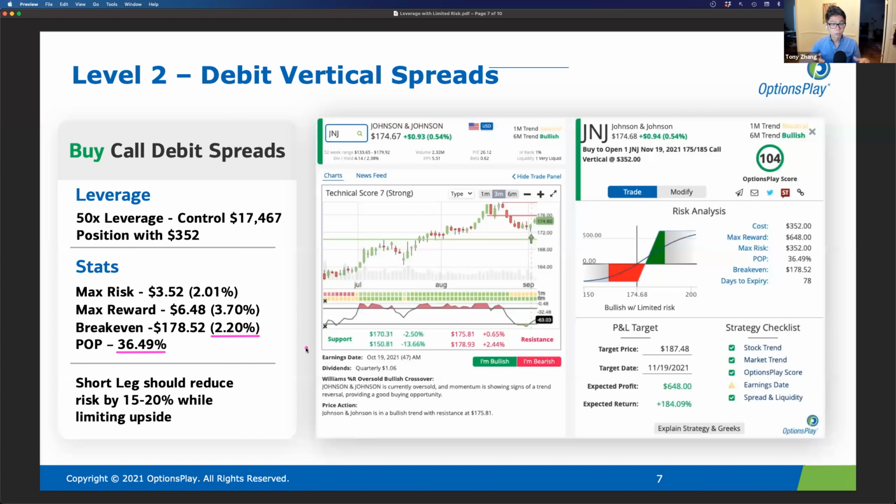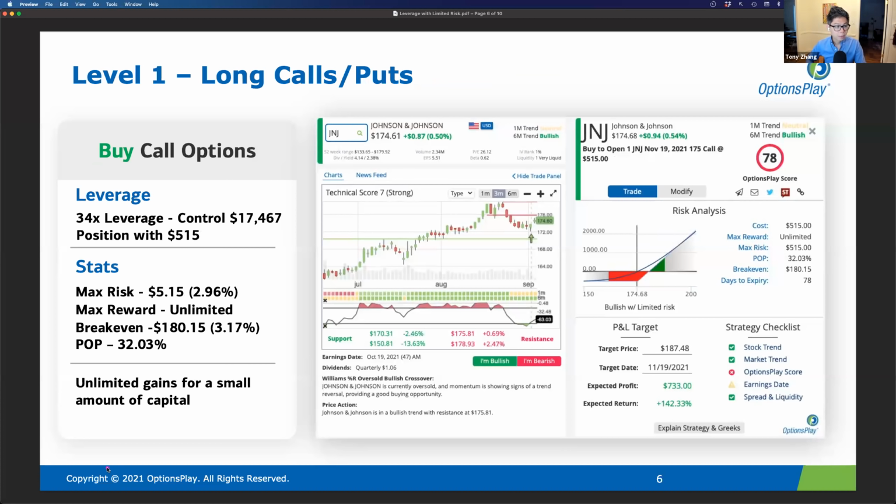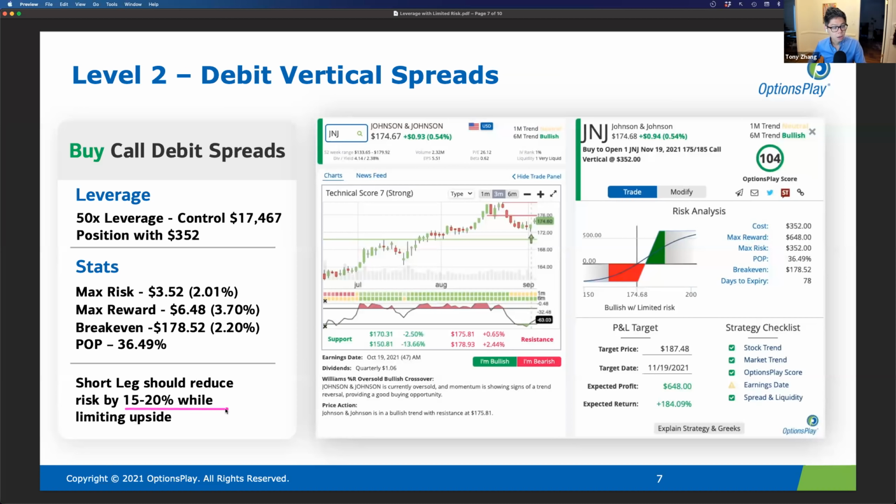So when you use a debit spread, you're getting a bit more creative. You're selling some premium for an event that you think is less likely to happen. You reduce your risk, you increase your leverage, you decrease your break-even price, so you improve your probability of profit. And generally speaking, when you use a strategy like this, the option that you sell should roughly reduce the cost of the long call by about 15 to 20% in exchange for limiting that upside. Does that make sense?